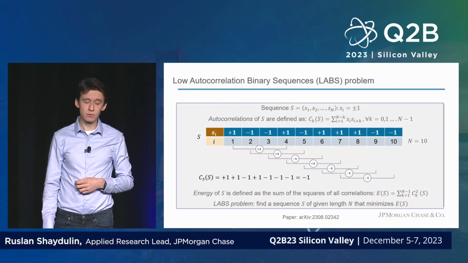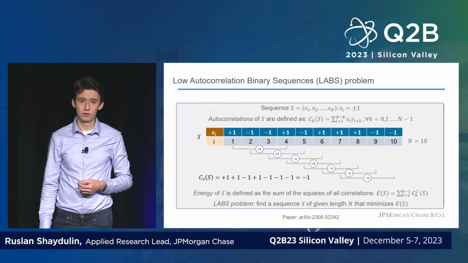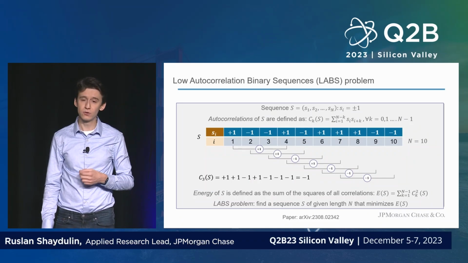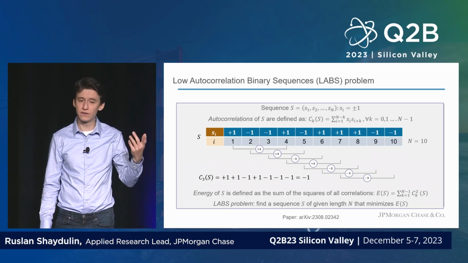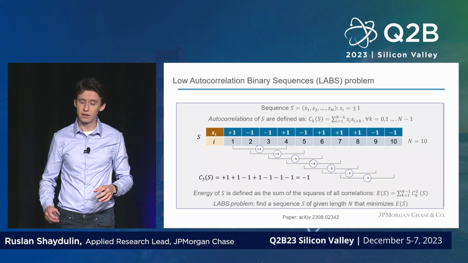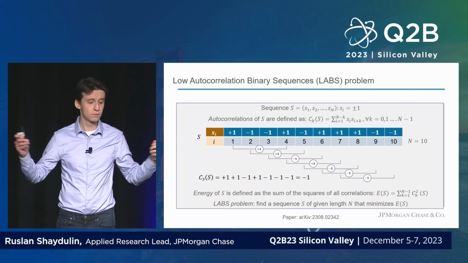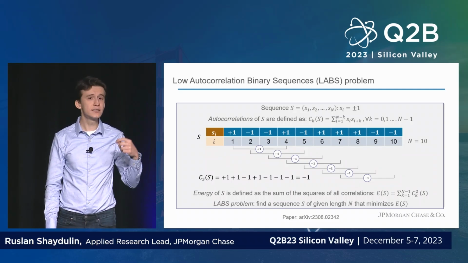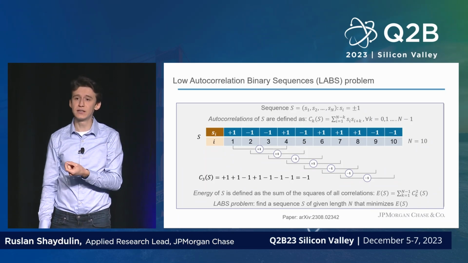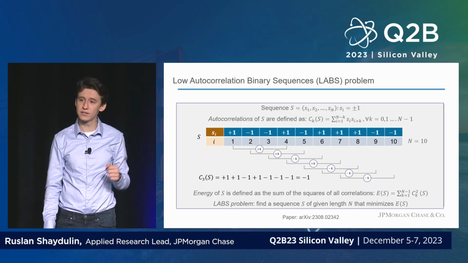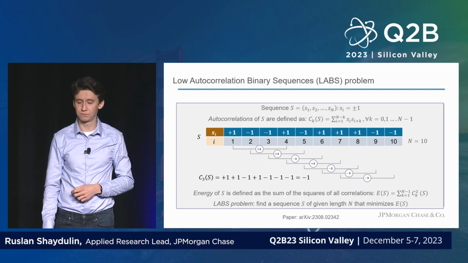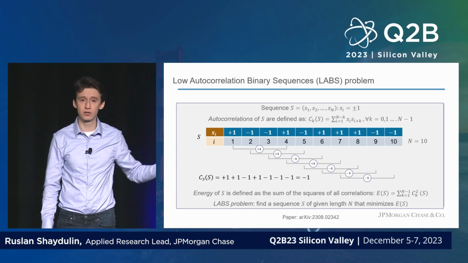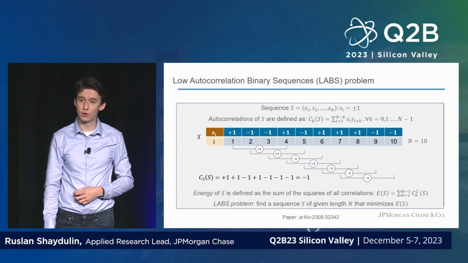The low autocorrelation binary sequence problem maps very naturally onto quantum computers because it's an unconstrained problem defined on spins. Given the autocorrelation defined as a quadratic polynomial on spins, the energy is the sum of the squares of those autocorrelations. Your goal is simply to find a sequence of spins, plus and minus ones, of a fixed length that minimizes this quartic objective. So it maps very naturally onto QAOA with no extra overhead.